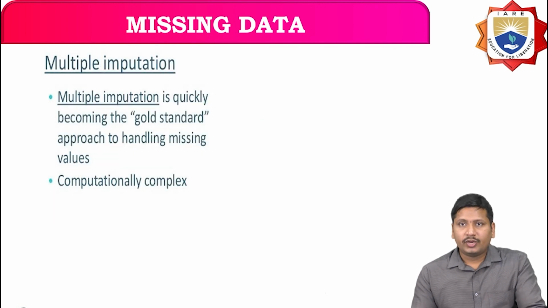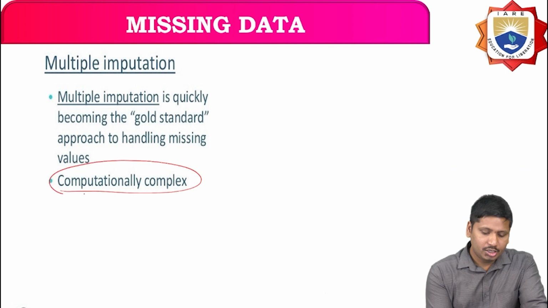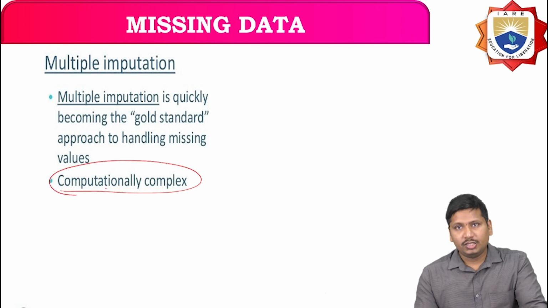And so like this, we have different types of single imputation methods where you can substitute with different methods. And then another one is multiple imputation. Multiple imputation is also one of the methods where you can substitute multiple values for the missing value simultaneously. Multiple imputation is quickly becoming the gold standard approach to handle missing values. But the major disadvantage is that this method becomes computationally very complex. That is the disadvantage of multiple imputation.